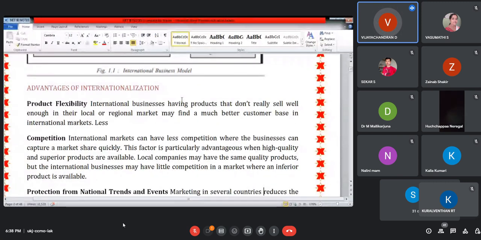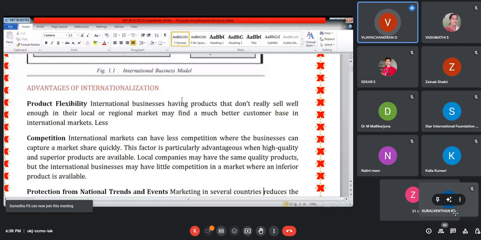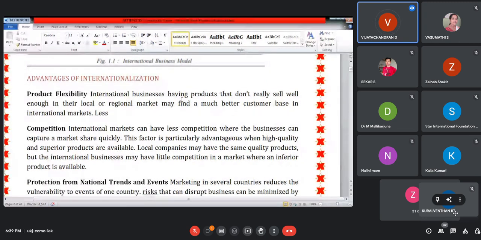So you will have better customers. According to the need of the customer, you can modify the product. I told earlier, for example, TV. In the earlier stage, we had only limited facilities, limited features, but now we have a variety of products in TV. That is possible only with the help of international trade. So there will be flexibility.